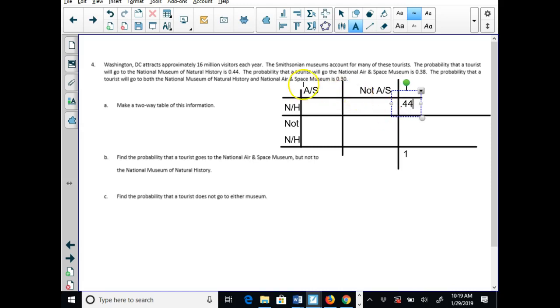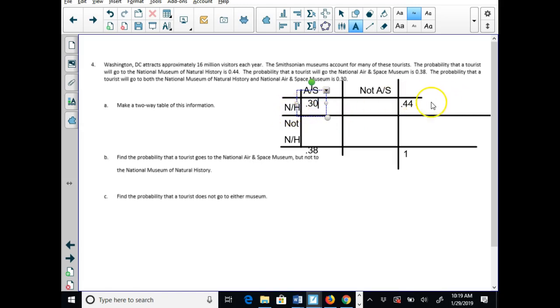Okay. The probability that the tourist will go to the Air and Space Museum is 0.38. So that goes right here. The probability that they'll go to both is 0.30. So both Air and Space and Natural History Museum is 0.3. Now we can figure out everything else just using a little puzzle.